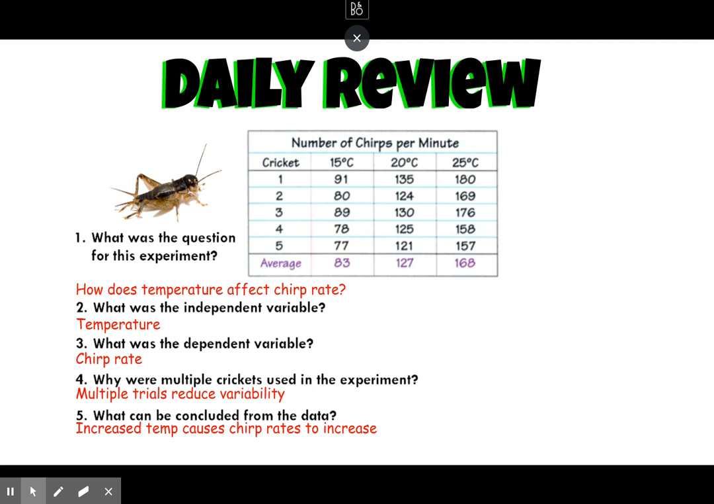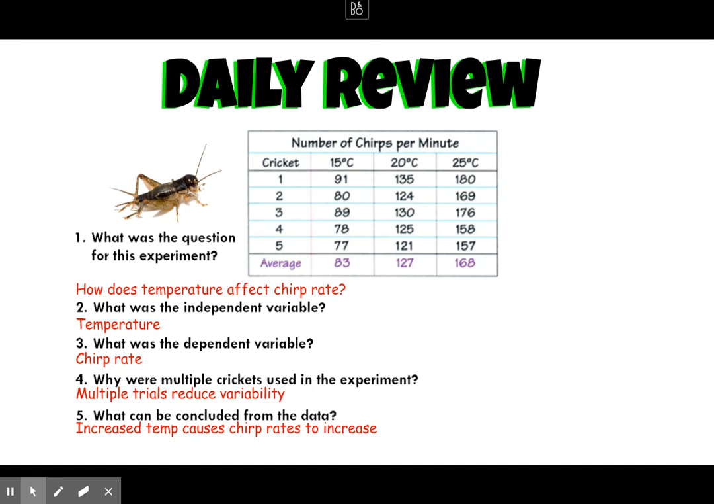And then what was our dependent variable? What were we measuring and observing? That was the chirp rate, the number of chirps per minute. And then number 4, why were multiple crickets used in the experiment? As we know, we always want to do multiple trials. Having multiple crickets is great because multiple trials reduces our variability, so we can start to see patterns better and make sure that our data makes sense.